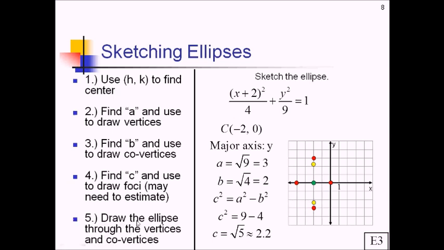Finally, I'm going to draw the ellipse through the vertices and co-vertices. So I'll start up here and then I'll just connect the dots in an elliptical fashion. And there we have it. Now you might be saying, hold on a sec, did I really need those foci in order to connect those dots? No, you didn't. But typically you are required to draw the foci in there as an extra little feature. So get used to doing it.